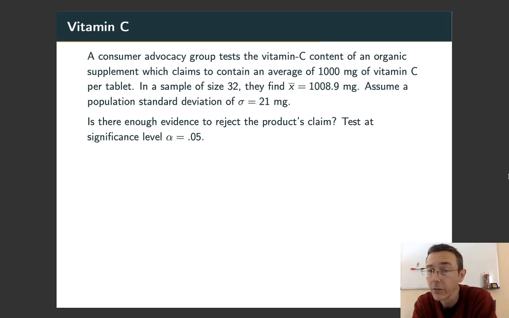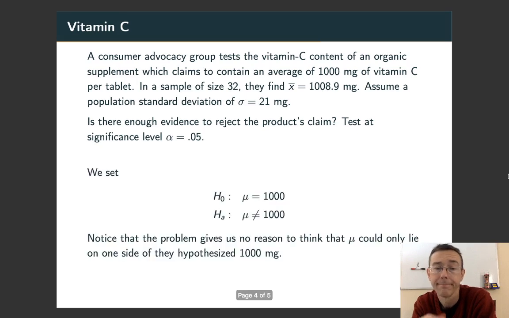As always, our first step is to set up hypotheses. Our null hypothesis is that the product's claim of an average vitamin C content of 1,000 milligrams is true, and that my sample mean is different from it just through luck of the draw, just through random chance. We know that not every pill is going to have exactly 1,000 milligrams. Some will be a little high, some will be a little low. This is the idea that we just happen to get 32 tablets with a high mean.